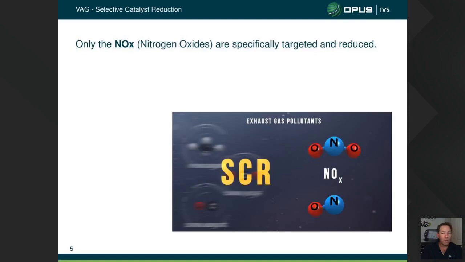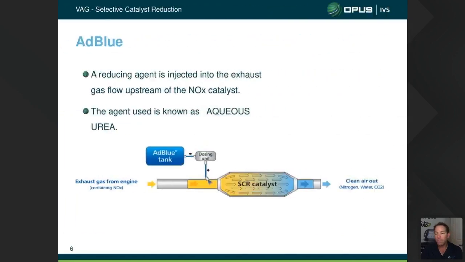So it wasn't fitted to a lot of the Volkswagen Audi vehicles, for the simple fact that they thought they could get around it by putting less fuel into the engine to keep the combustion temperature down. And that worked for Volkswagen for a little while until they got caught cheating.